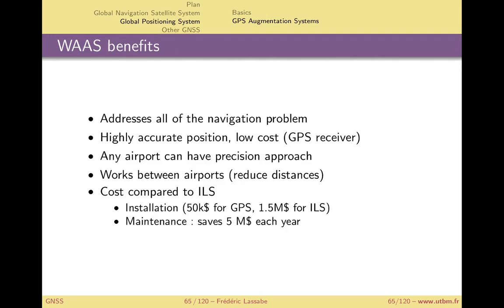So the benefits of WAAS is to address all of the navigation problem with a highly accurate position, a low cost, only GPS receivers, so that any airport can have precision approach, since some airports which do not have big planes do not have ILS, to work between the airports and to be less expensive compared to the ILS.